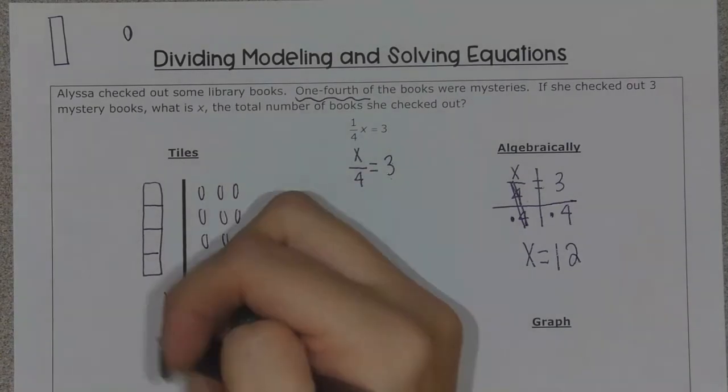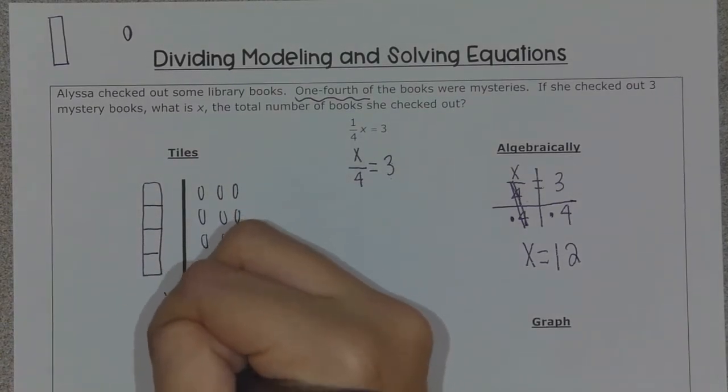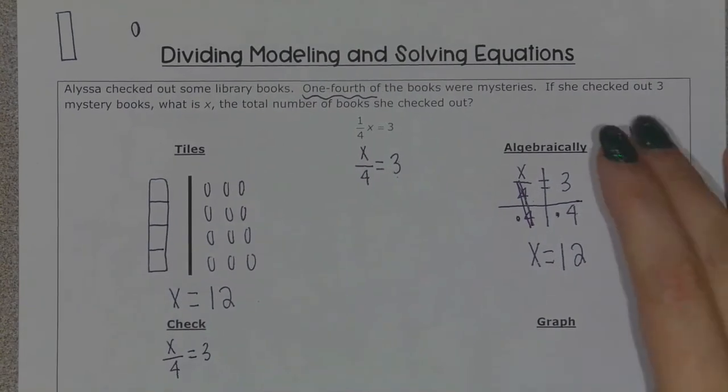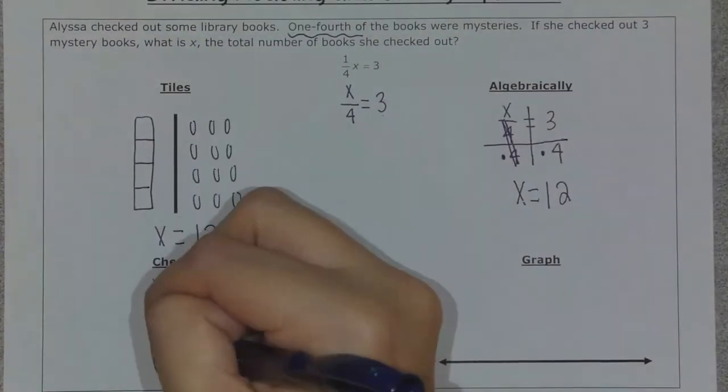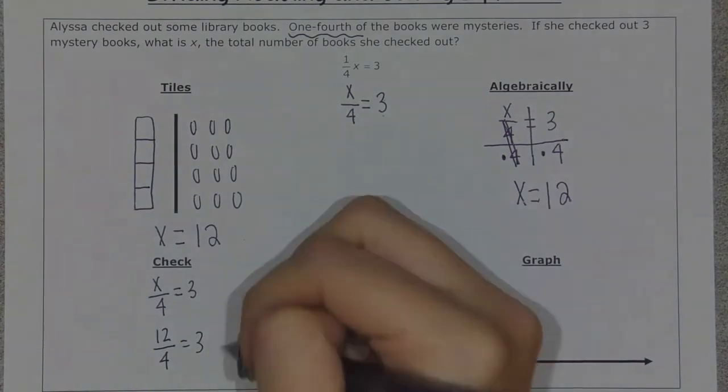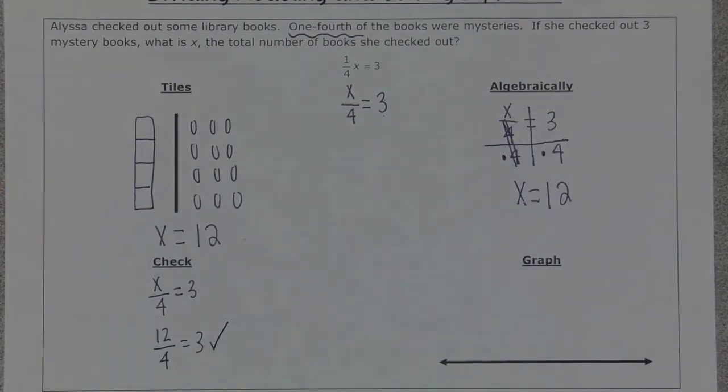If I wanted to check this, remember, I'm going to rewrite my original problem. So x divided by 4 equals 3. I'm going to substitute in what I think x is, and I think x is 12. So I just have to ask myself, does 12 divided by 4 give me 3? If it does, check.